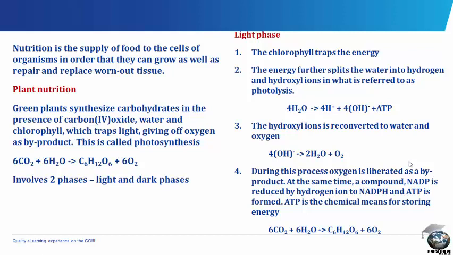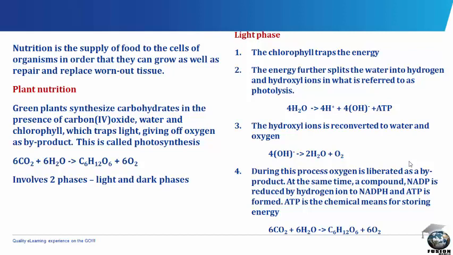In plant nutrition, green plants synthesize carbohydrates in the presence of carbon dioxide, water and chlorophyll, which traps light, giving off oxygen as a byproduct. This is called photosynthesis. This is significant in the equation. It involves two phases, the light and the dark phases. In the light phase, the following activities are observed.